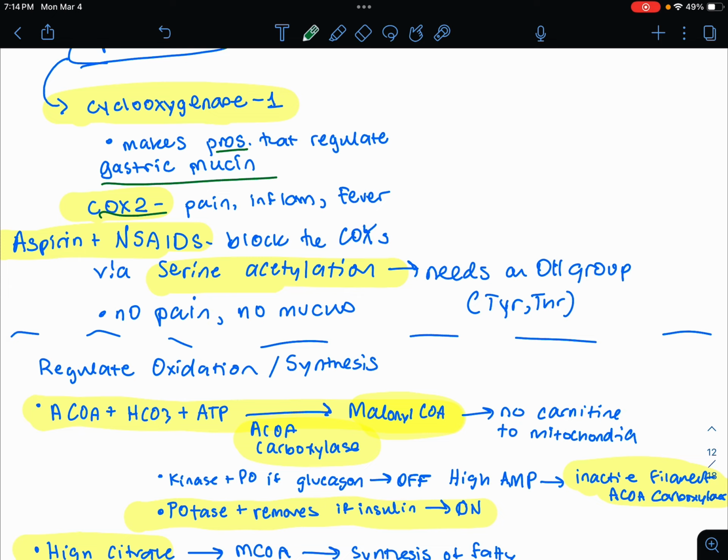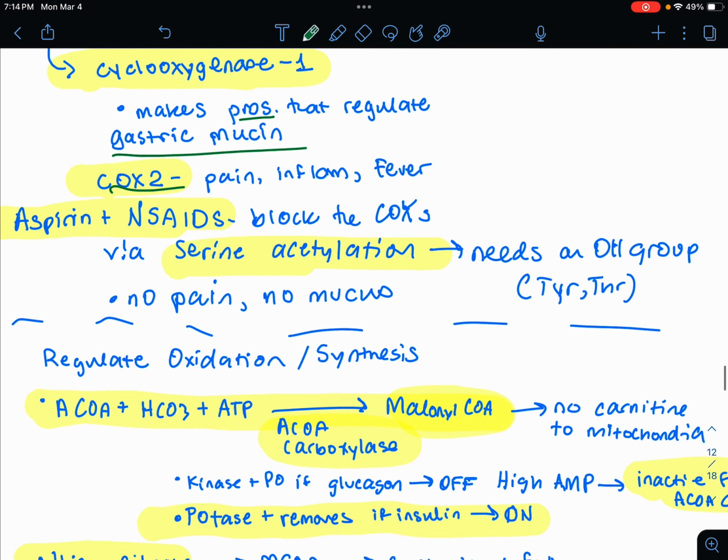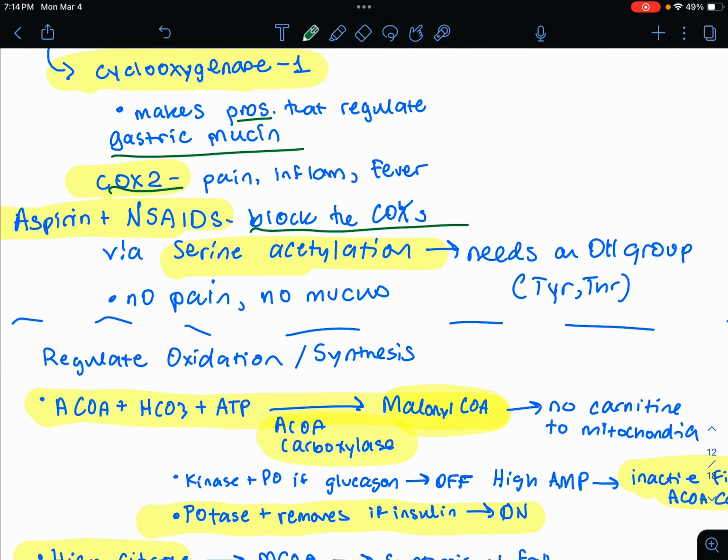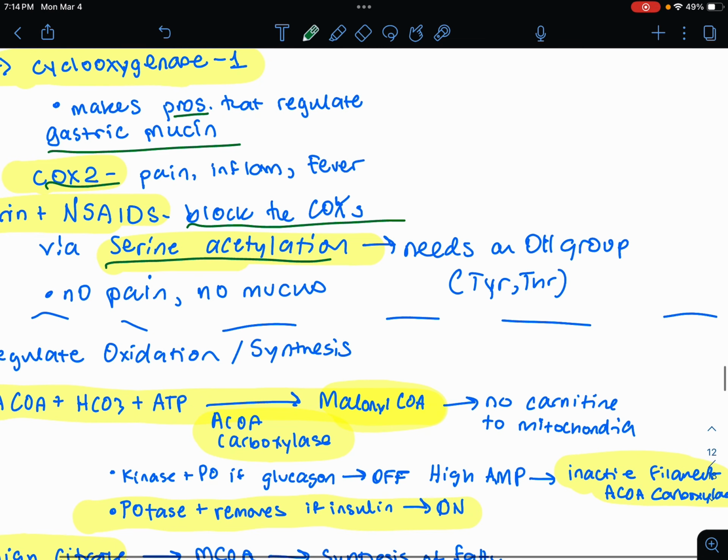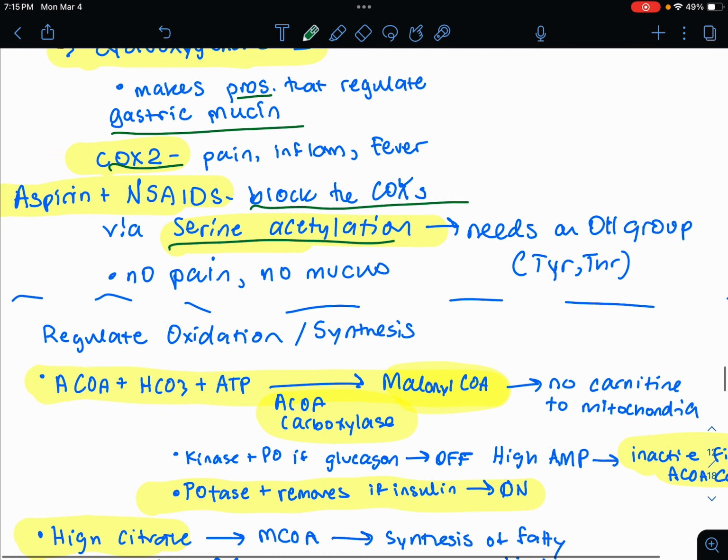Therefore, aspirin and NSAIDs are going to block this COX enzyme via serine acetylation. You're going to add an acetyl group to serine on these COXs, and that's going to stop them. Therefore, the serine, it could be any amino acid that has an OH group, so tyrosine or threonine would also work in that situation. So if we use aspirin, there's going to be no pain. However, we can't make any mucus.